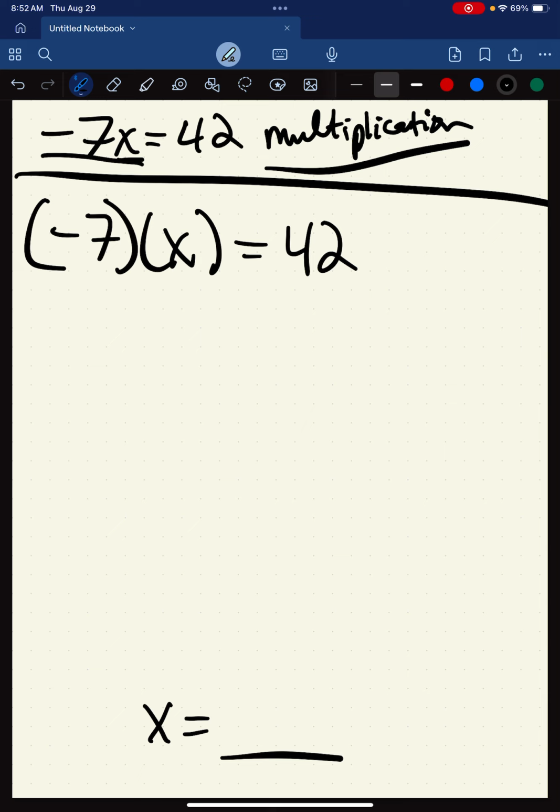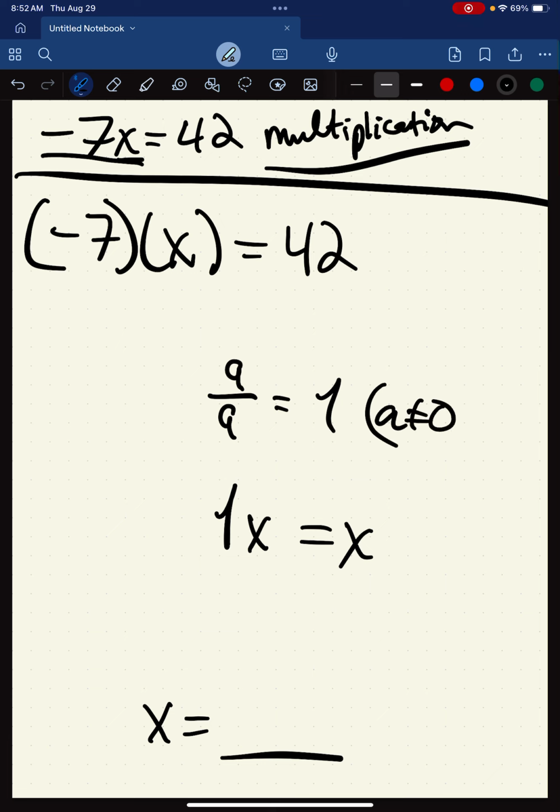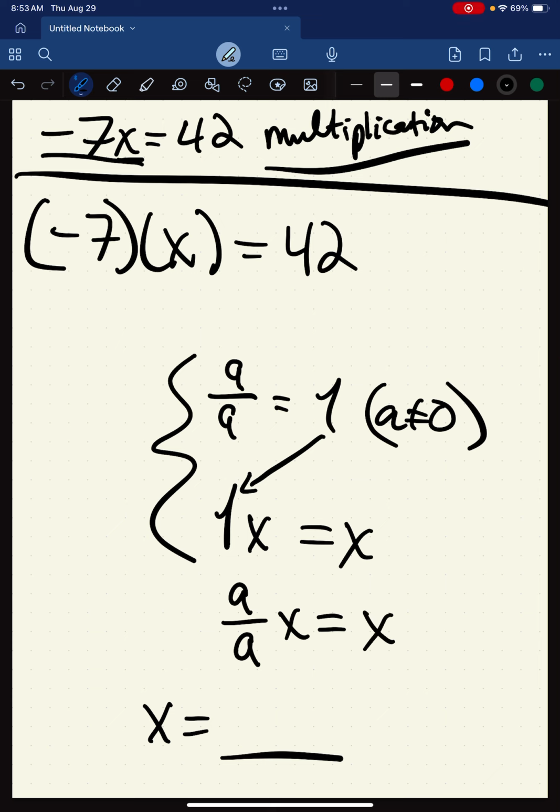The way you undo multiplication is through division, right? And that's because anything times 1 is itself, right? And anything, let's say a divided by a is 1, where a is not 0. Anything divided by itself, as long as it's not 0, is 1. So we can combine these two properties and say, okay, here's the 1 that goes there. So we can say a divided by a times x is x.